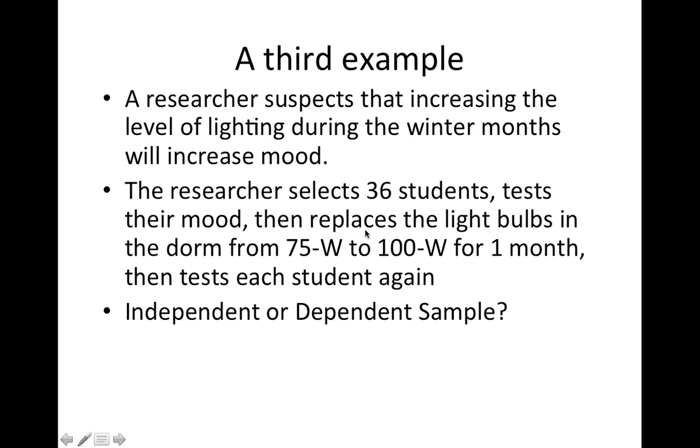There are a lot of factors that might coincide with this. For example, if we gave people exposure to the 75-watt bulb in January and then a 100-watt bulb in March, the day might be longer. It may just be sunlight that is affecting these people's moods rather than what wattage of light bulb they were exposed to. So we're going to have to counterbalance the order. In a proper experiment, we take 18 of these kids, expose them to 75 watt, then 100 watt, and take the remaining 18 and expose them to 100 watt and then 75 watt, and then compare 75 watt scores versus 100 watt scores. That's how we do this.